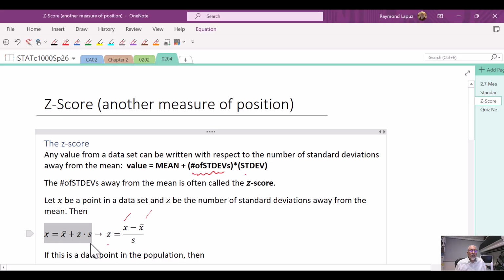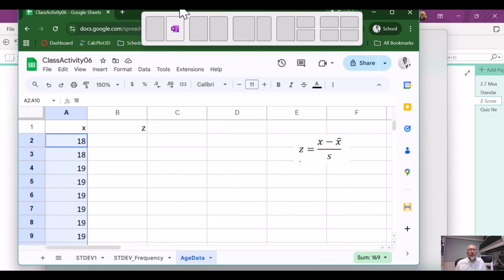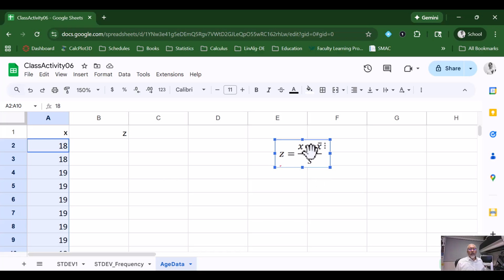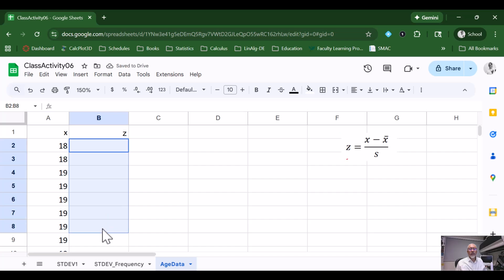Now, if we solve for z, which is most likely what we're interested in doing, then z is going to be equal to x minus x bar divided by s. So it's x minus the mean, all divided by the standard deviation. And this is going to give you your z-score. Okay. Let's assume that we have our data set. These are our ages again that we have for our class. And we're interested in using this formula to create a column of z-scores here.